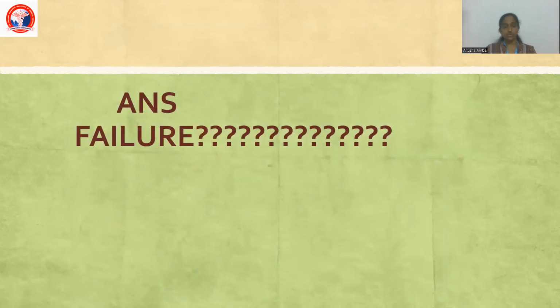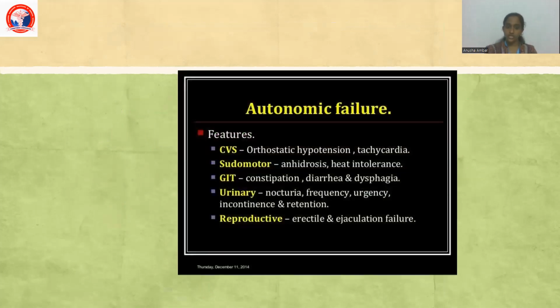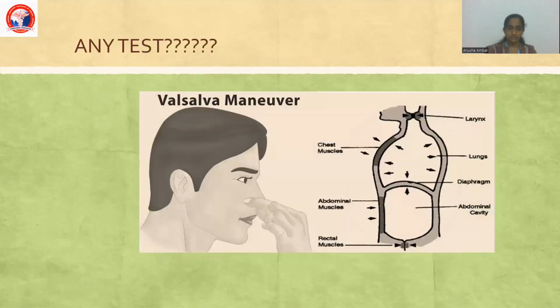So, can there be a condition called ANS failure? Definitely yes. What are the signs? The patient will have orthostatic hypotension and a resting tachycardia. Even at rest, the patient will have tachycardia. There will be anhidrosis. In the GI tract, the patient can experience either constipation or diarrhea. Urinary frequency will go high. And there will be reproductive failure: ejaculation failure and erectile dysfunction in males.